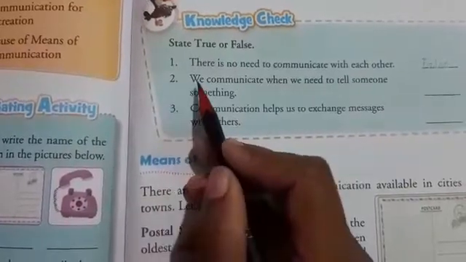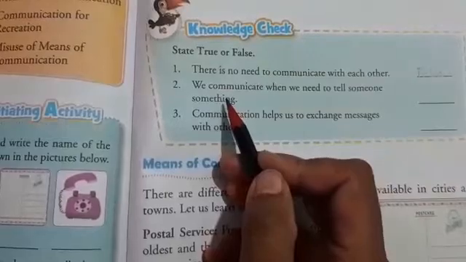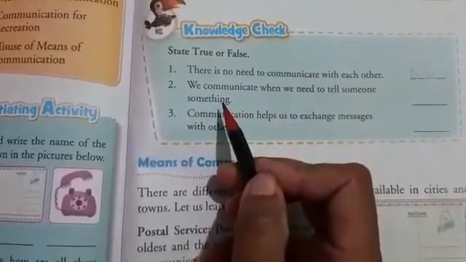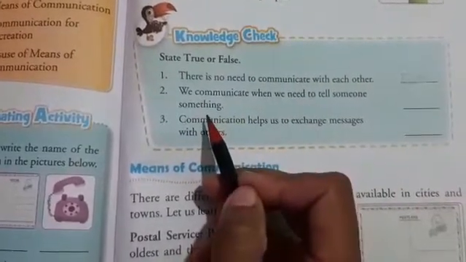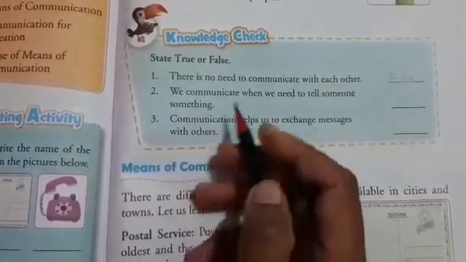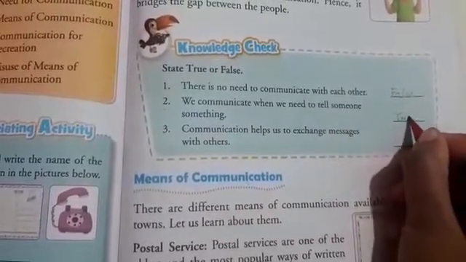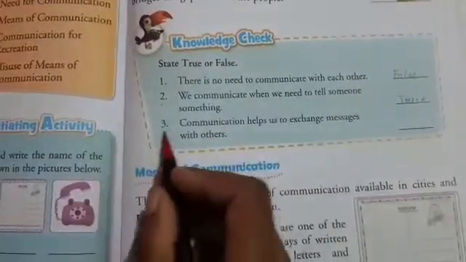Number 2. We communicate when we need to tell someone something. So we communicate when we need to tell someone something? Yes children, we communicate when we need to tell someone something. The statement is correct. Here we will write true. T-R-U-E, true. Done children. Now come to the next.